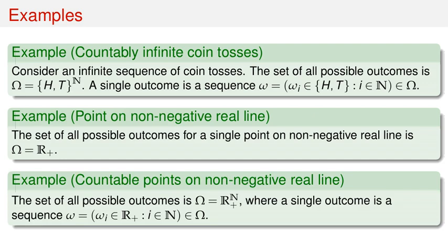And finally, countable points on the non-negative real line. If the outcome is a sequence of points from the non-negative real line, then the set of all possible outcomes, omega, is (R+)^N. A single outcome omega would be a sequence omega_i, where omega_i is in R+ for all i in N.